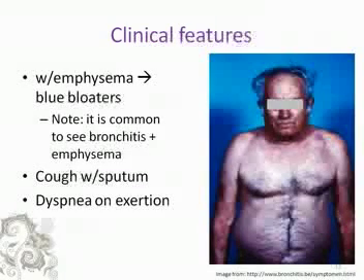And it's usually because they have less prominent dyspnea, or shortness of breath, and respiratory drive. They retain CO2. They become hypoxic and cyanotic, meaning it's more bluish in color. That's where we get our blue bloater reference. They do tend to be obese. It's not exactly known as to why.